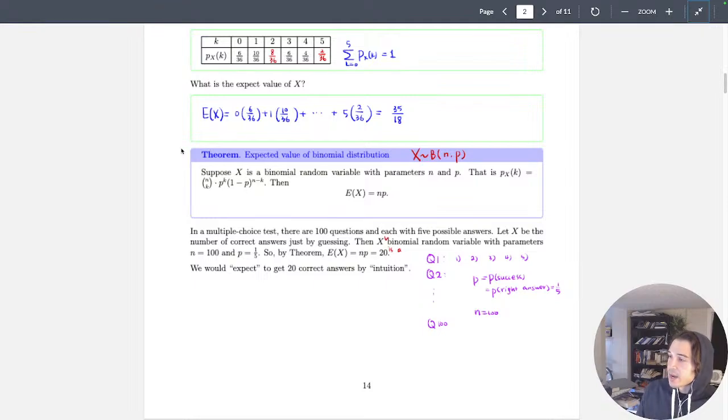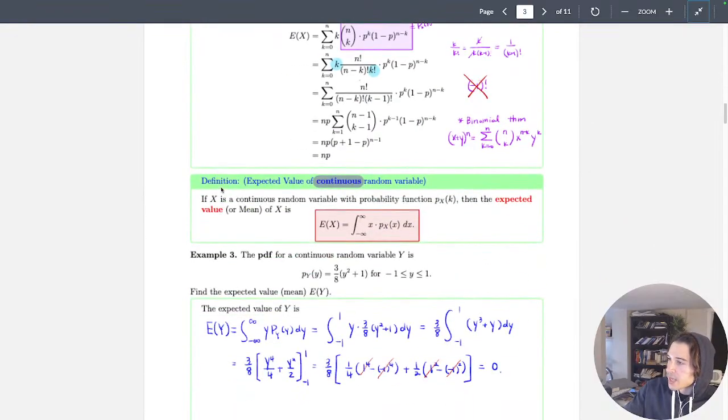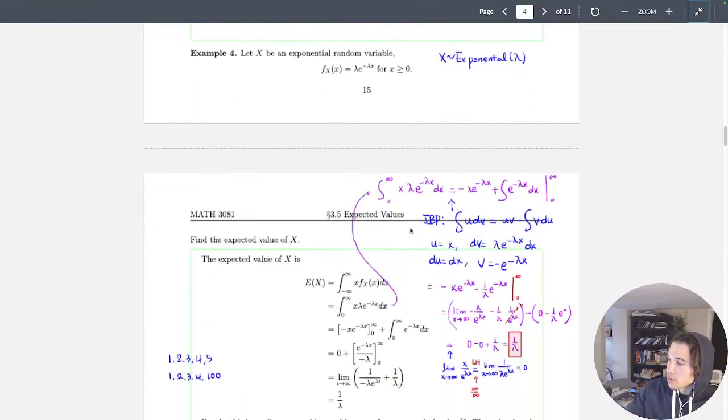Theorem: expected value of binomial distribution. Suppose X is a binomial random variable with parameters n and p. That is, p_X(k) equals n choose k times p to the k times (1 minus p) to the n minus k, and the expected value of X equals np. Cool. Definition: expected value of a continuous random variable. Expected value of X equals the integral from negative infinity to infinity of x times p_X(x) dx. Cool.